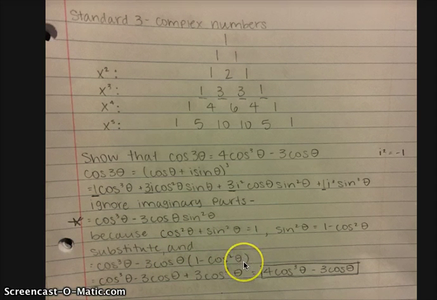Substituting that in for sine squared theta, you get cosine cubed theta minus 3 cosine theta plus 3 cosine cubed theta. Gosh, so many letters and words, gosh. So that equals this, which is what you're showing.